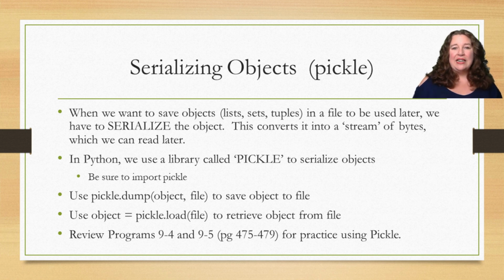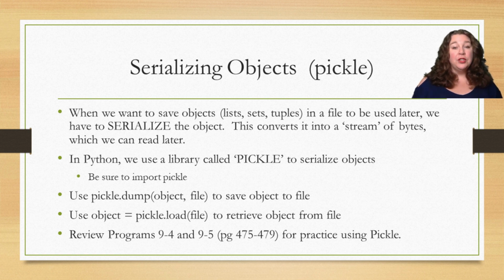Usually we store it as a data file, a DAT, as opposed to a TXT, because you can't read it. It's intentional. You're not supposed to be able to read it. It's in bits. But when we get that file back and we want to load it, we can say pickle.load, and that will give us back our object.